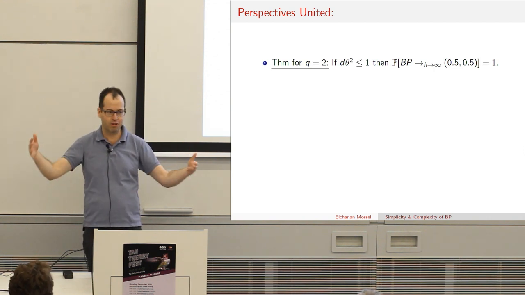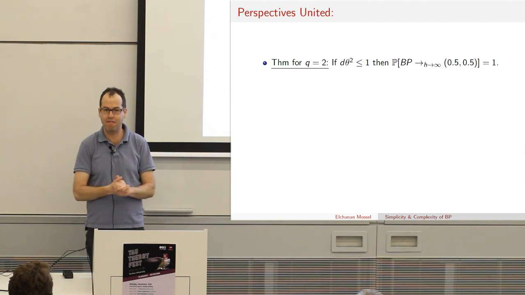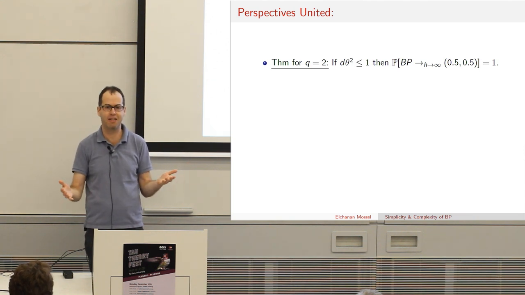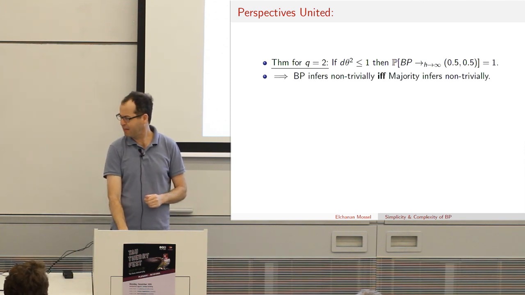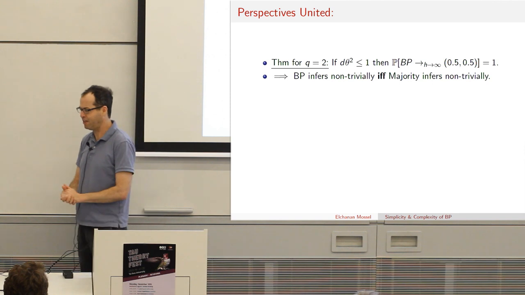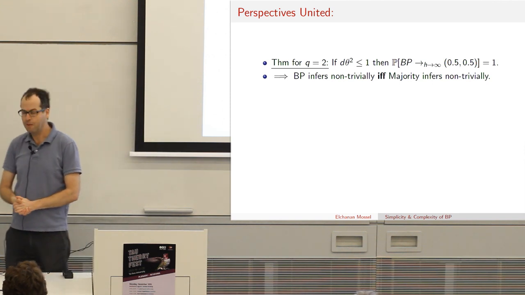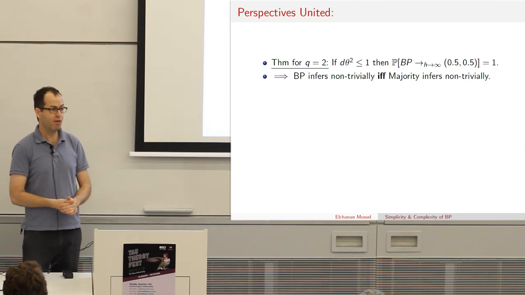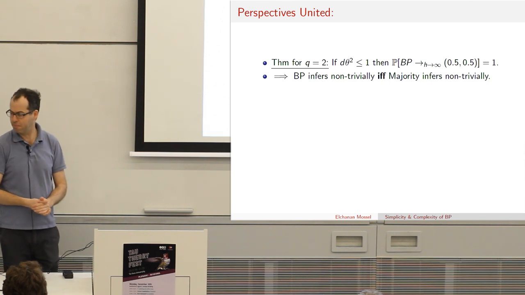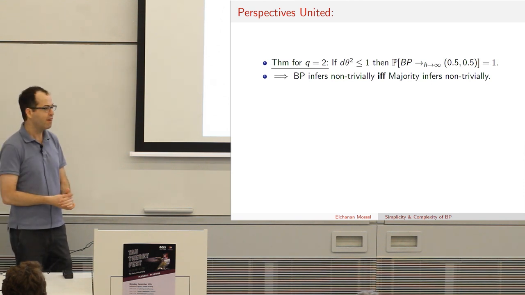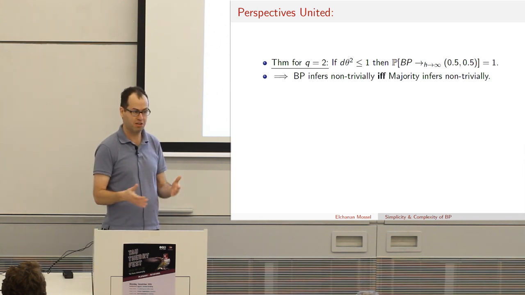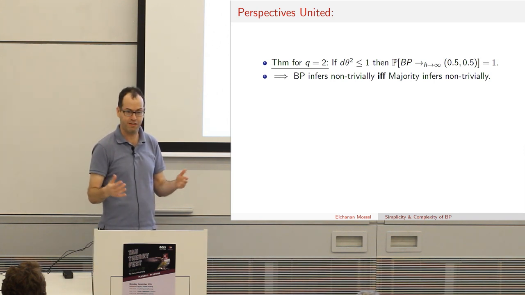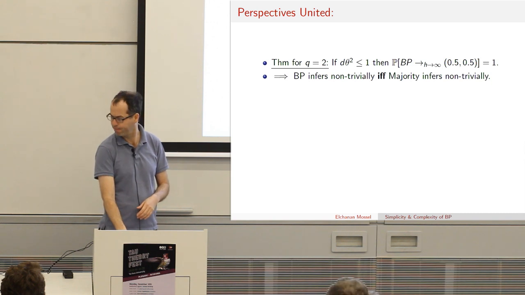So you're going to run this sophisticated algorithm. There are going to be many levels. What are you going to get? You're going to get something, I don't know. So why is that making us happy? It means that in the asymptotic sense where h goes to infinity, this sophisticated nonlinear belief propagation algorithm infers non-trivially if and only if the trivial algorithm, which is majority, infers non-trivially. So there's really no difference between applying the sophisticated algorithm and the simple algorithm.